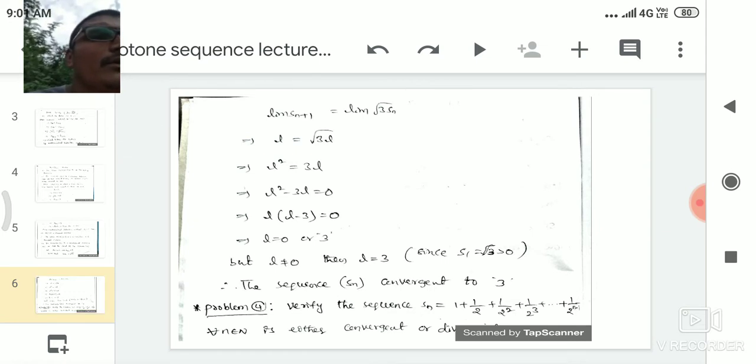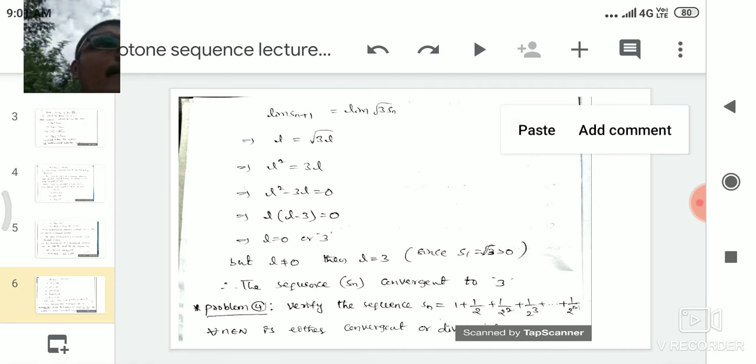So first we have to prove whether it is either increasing or decreasing. If it is either increasing or decreasing, the given sequence is monotone. Then after that we have to prove whether it is bounded or not. If it is bounded and monotone, then it is a convergent sequence. Okay, you can do this problem.